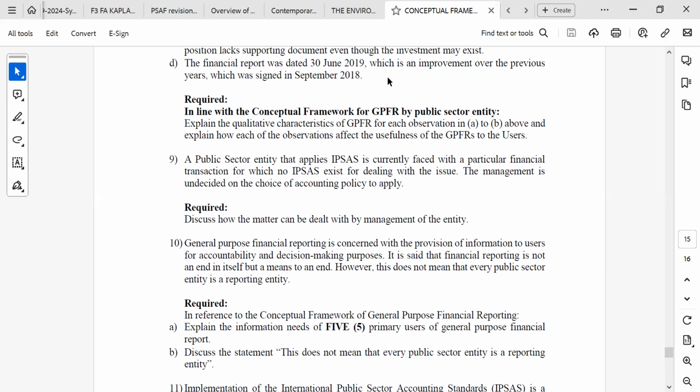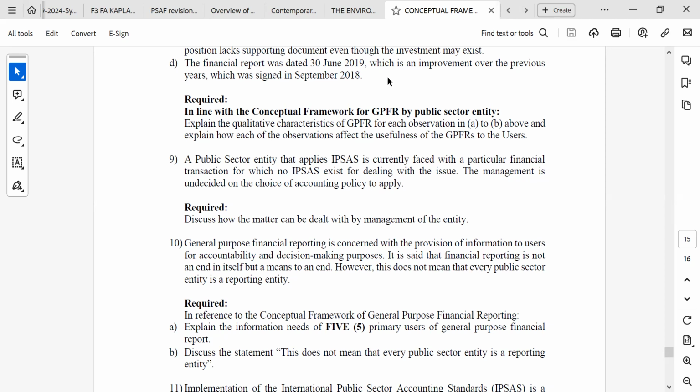So if there's no specific standard relating to a particular transaction, and management want to develop an accounting policy, this is if they want to develop an accounting policy. But if they want to know how to deal with the issue, then they have to use the guidelines of the conceptual framework. But if they want to develop a new accounting policy, then they have to use their discretion. By using their discretion to develop the new accounting policy, they have to make reference to the definition, the measurement basis, the recognition criteria set by the conceptual framework and other publications that are made by other standard setting bodies relating to the transaction that they have.